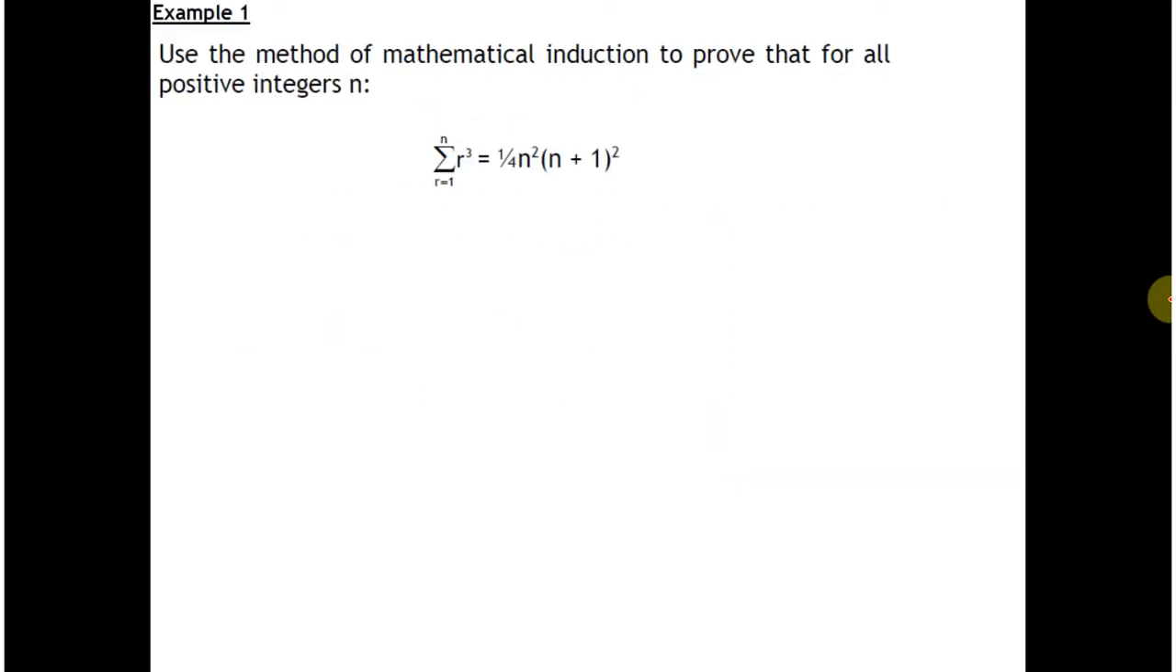So, an example of a series: we're trying to use mathematical induction to prove that the sum from r equals 1 to n of r cubed equals a quarter n squared times n plus 1 squared. So we start with the n equals 1 case.